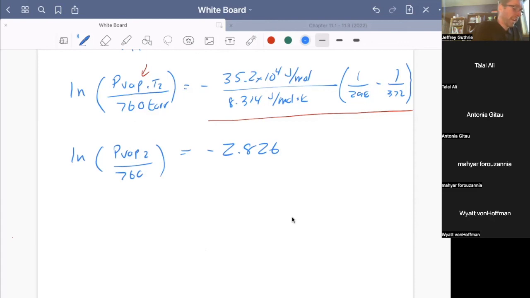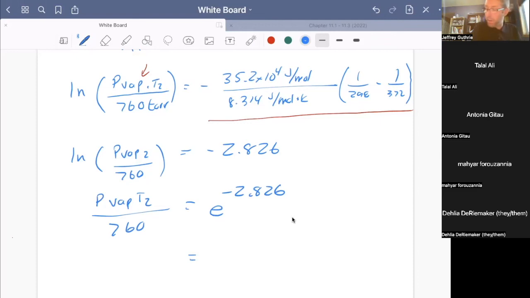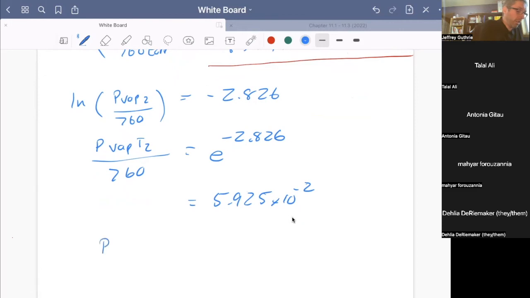Okay, so to get rid of the natural log, we do the inverse of it. That would end up just getting rid of the natural log on this side of the equation. So we have vapor pressure at T2 over 760 equals the inverse log, e to the minus 2.826. e to the minus 2.826 is 5.925 times 10 to the minus 2. Then if we multiply that by 760, solving for the pressure, we get a pressure of 45.0 torr.